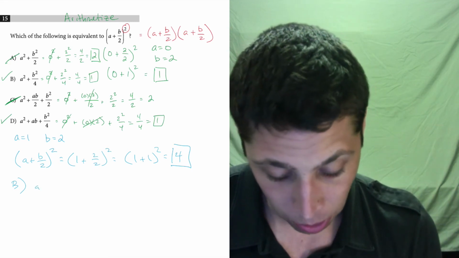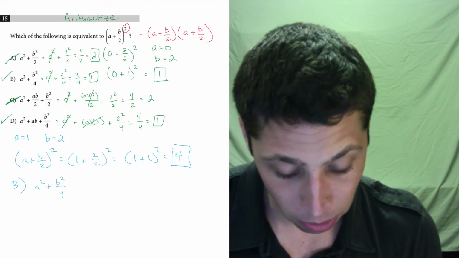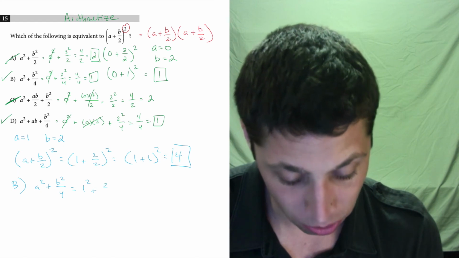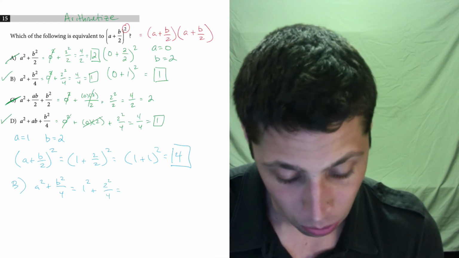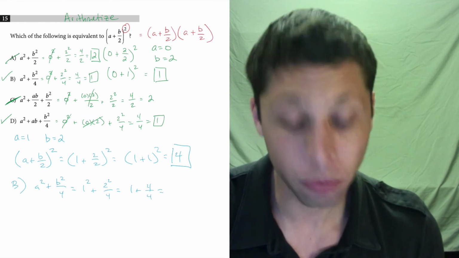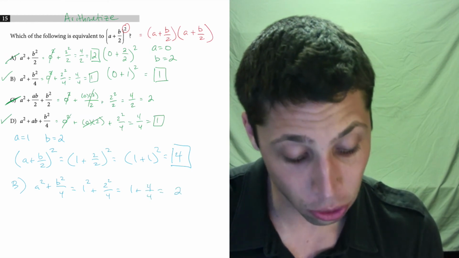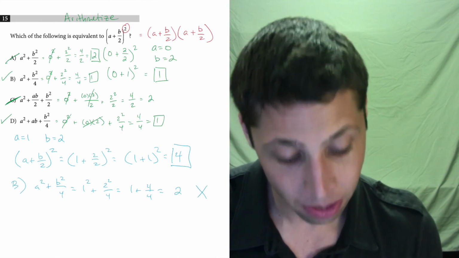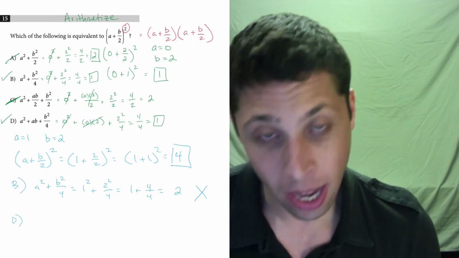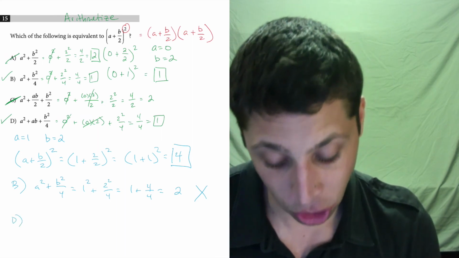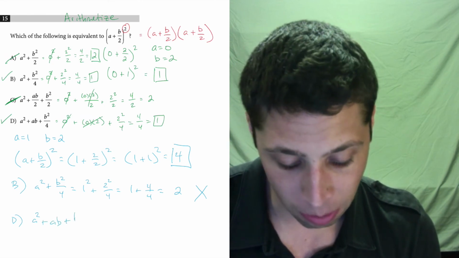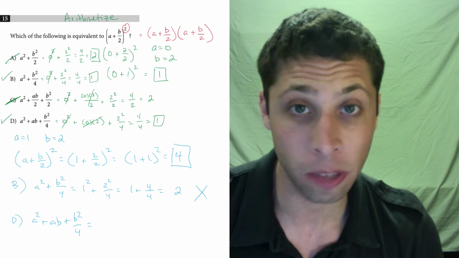So a squared plus b squared over 4. That's going to be 1 squared plus 2 squared over 4. 1 squared is 1. 2 squared is 4. 4 over 4 is 1. So this is really 2, not 4, like it's supposed to be. So that's not looking good for choice B. I would try choice D here just in case, because maybe I made a careless mistake somewhere with my arithmetic. I wouldn't want to lose these points just for that.